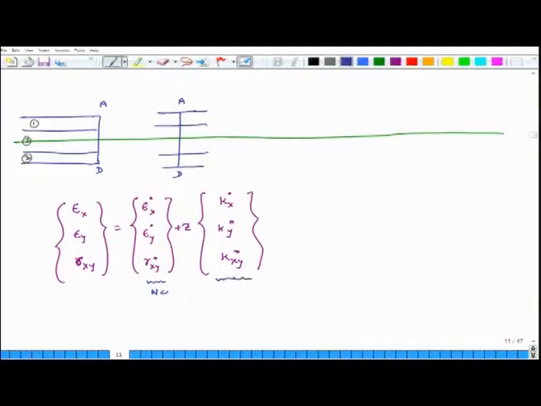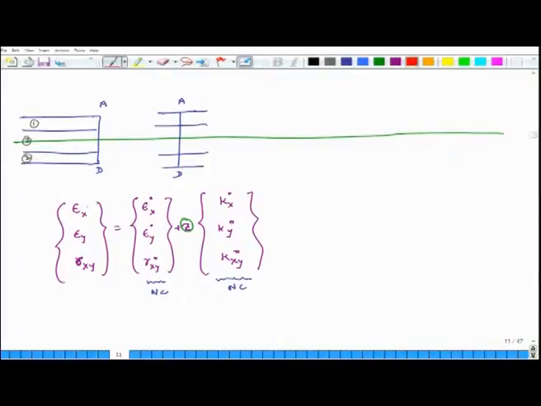Similarly, the curvatures are also not changing along line AD, because what is the curvature of the mid plane? It is the second derivative of w with respect to x, y or x and y. So, this is also not changing. The only thing which changes is the z coordinate. At the mid plane the value of z is 0. So, at the mid plane what will be the strain? It will be the mid plane strain.